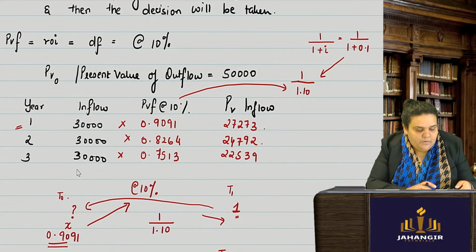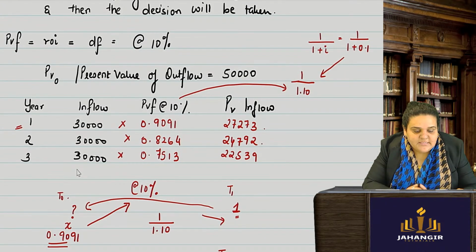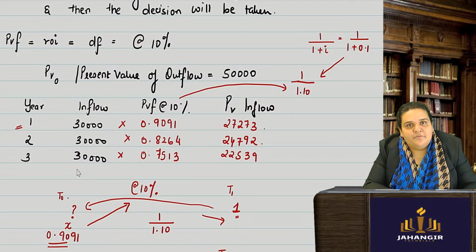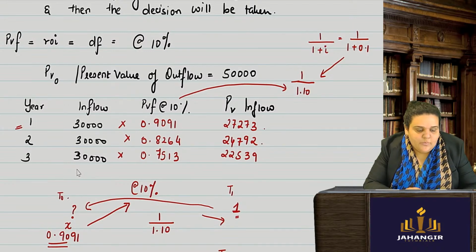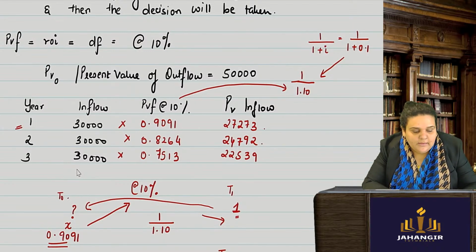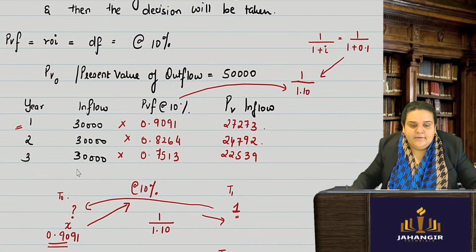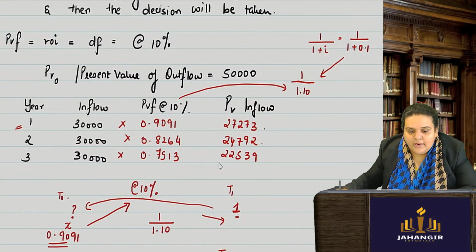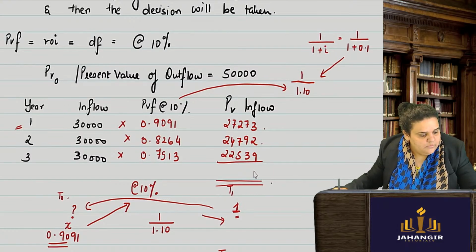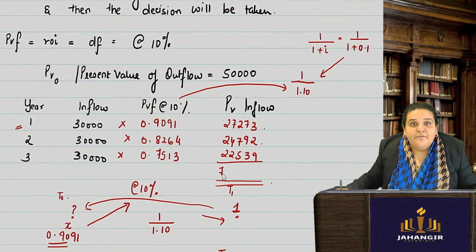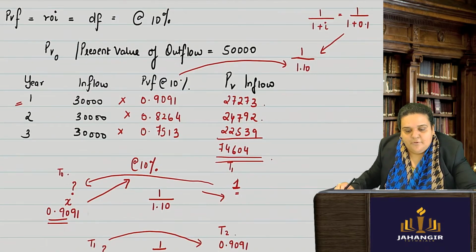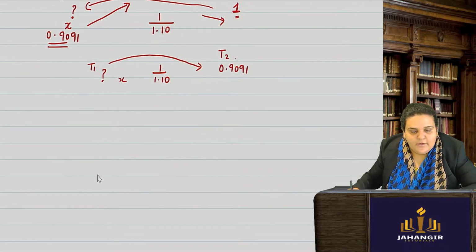So you keep 1 divided by 1.10 on your calci. Press equal to, that will be your first year PV factor. Again press equal to, second year PV factor. Again equal to, your third year PV factor. Multiply by that inflow and your answer, the total PV inflow, will be 74,604.